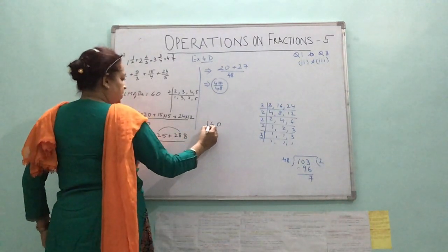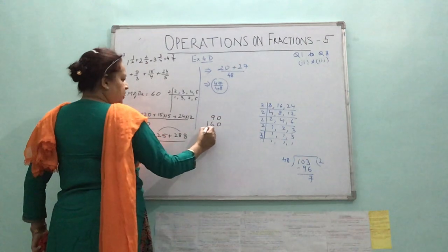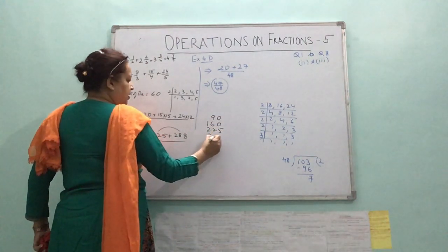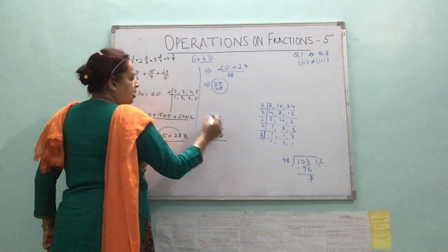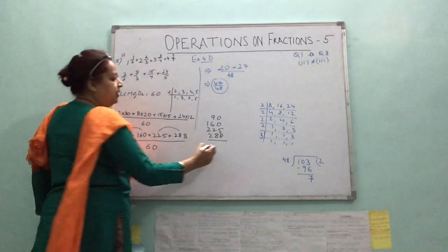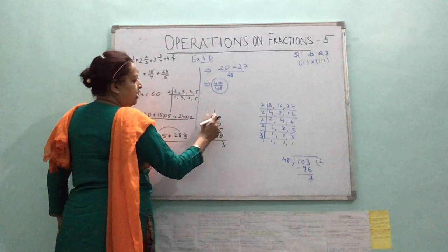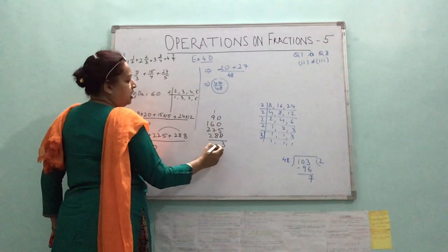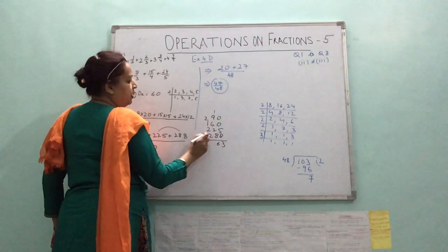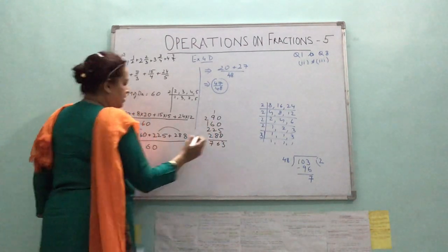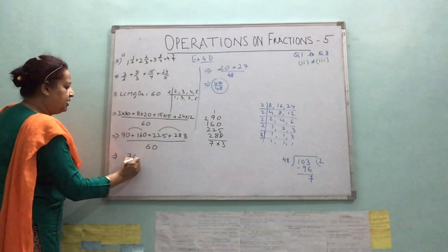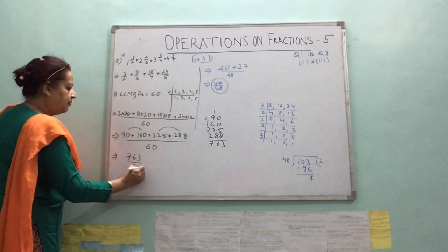160, 90, 225, 288. 5, 8 and 5, 13. 1 carried over. 10, 20, 26, 2 carried over. 4, 5, 6, 7, 763. So it is 763 by 60.